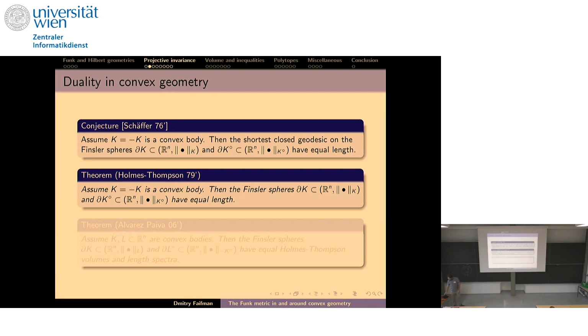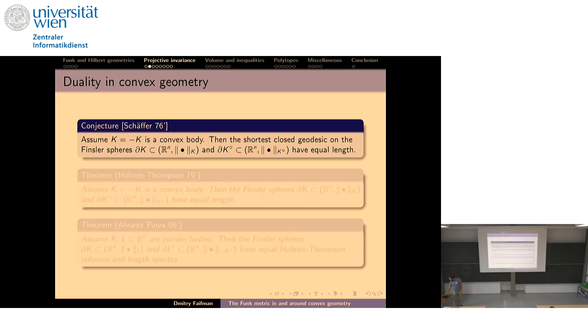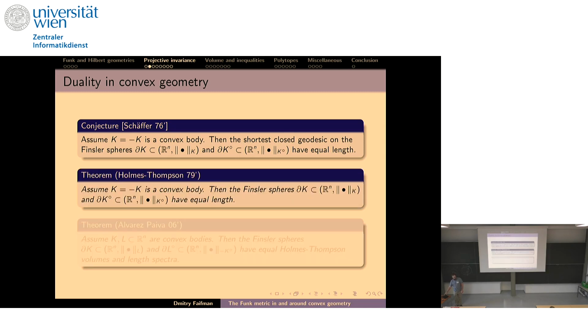Oh, it should say volume. I'm sorry. It should say equal volume. Yes, it says length, but it should have said volume. Thank you. Sorry.